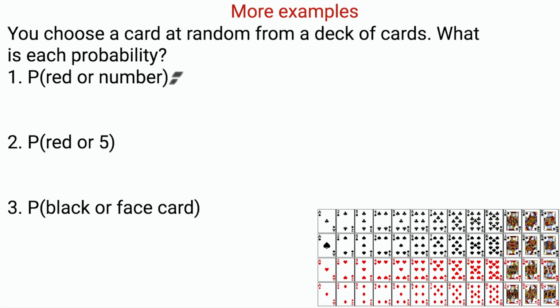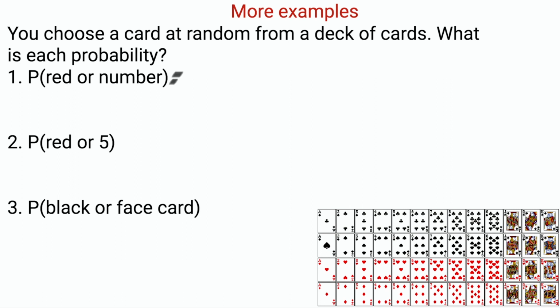So the instructions read, you choose a card at random from a deck of cards. A deck of cards has 52 cards. What is each probability? So the first scenario is you're going to select either red or a number. So when you see that keyword or, you know that we're most likely going to be looking at a mutually exclusive scenario. So the first thing is to figure out, are the two events mutually exclusive? So is it possible you can choose a card that is red and it's also a number? And the answer is yes. So these two events are not mutually exclusive.